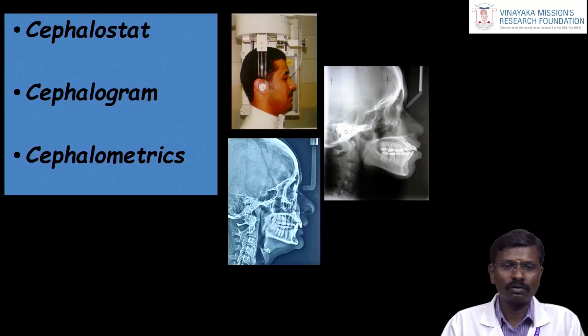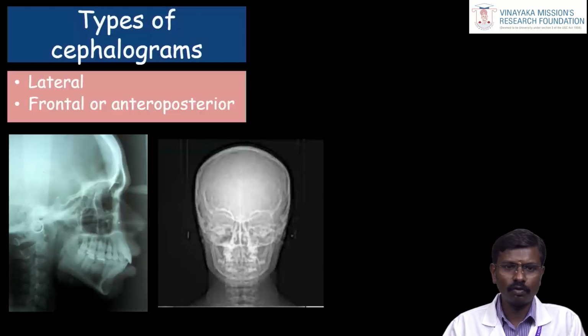So the three things you should know. The cephalostat is a device which is used to hold the head in position in the unit, and the cephalogram is a film. There are two kinds of films: this is the older conventional film, and this is the digital film. And cephalometrics is the analysis which is used to do calculations of teeth, soft tissues and the skeletal parts. This is cephalometric analysis.